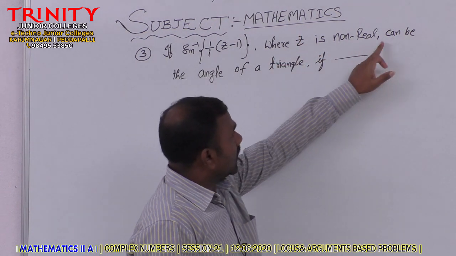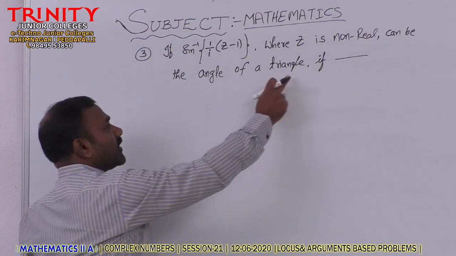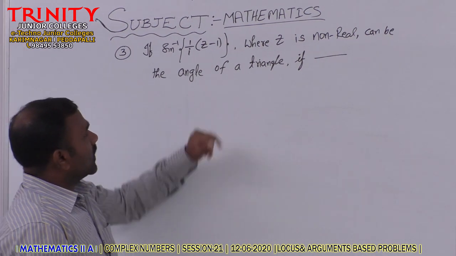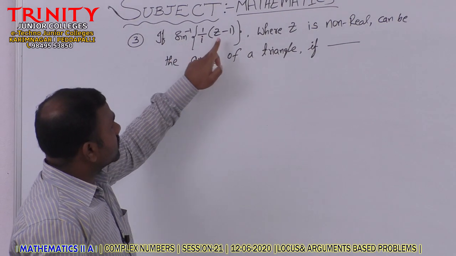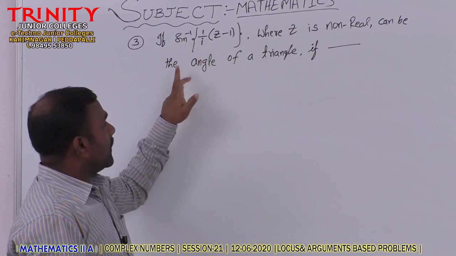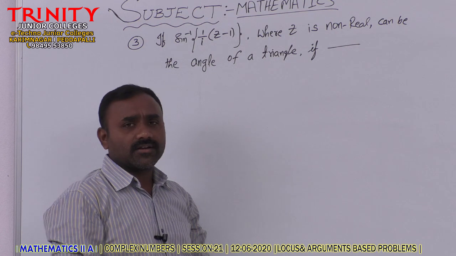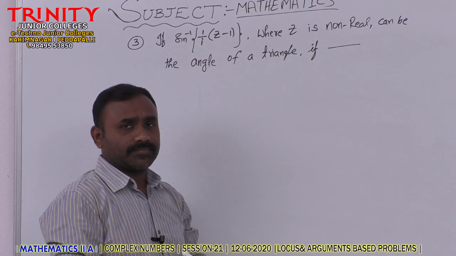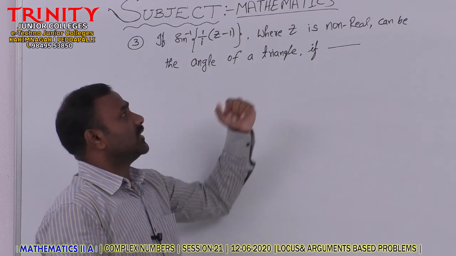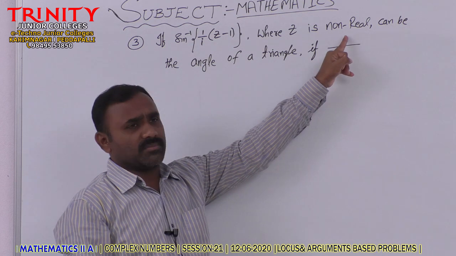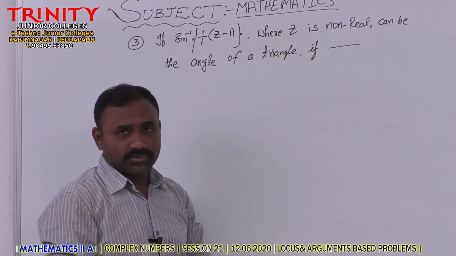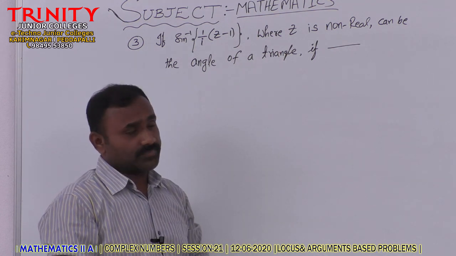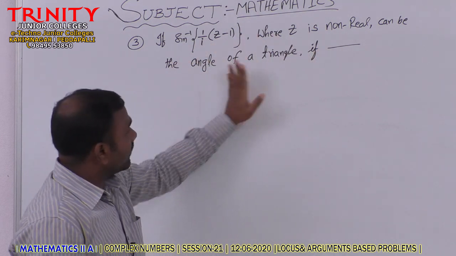If sine inverse of (z minus 1) by i, where z is non-real, means it is a complex number, can be the angle of a triangle if... He was asking, when this sine inverse of (z minus 1) by i becomes the angle of a triangle, where z is what? Here he is saying that z is a non-real number, means it is a complex number which is non-real, which is imaginary.